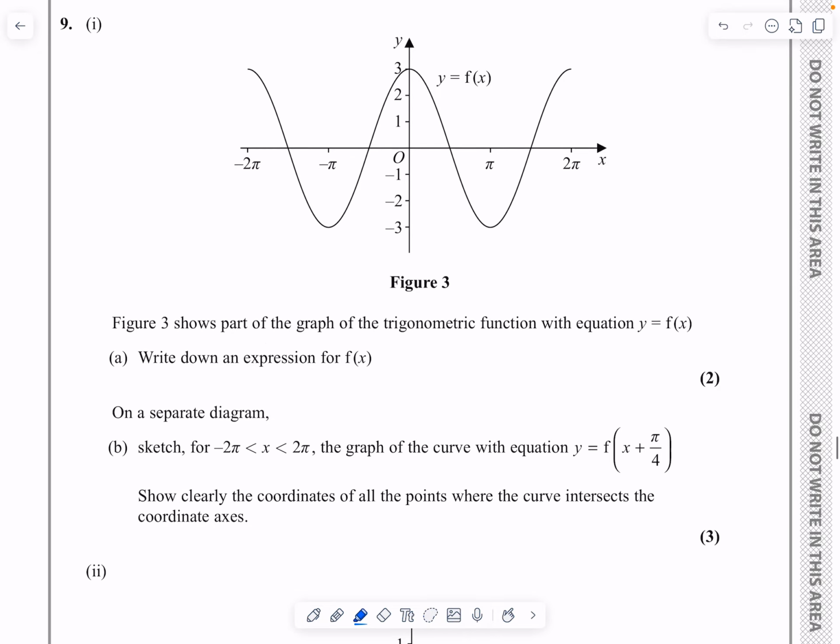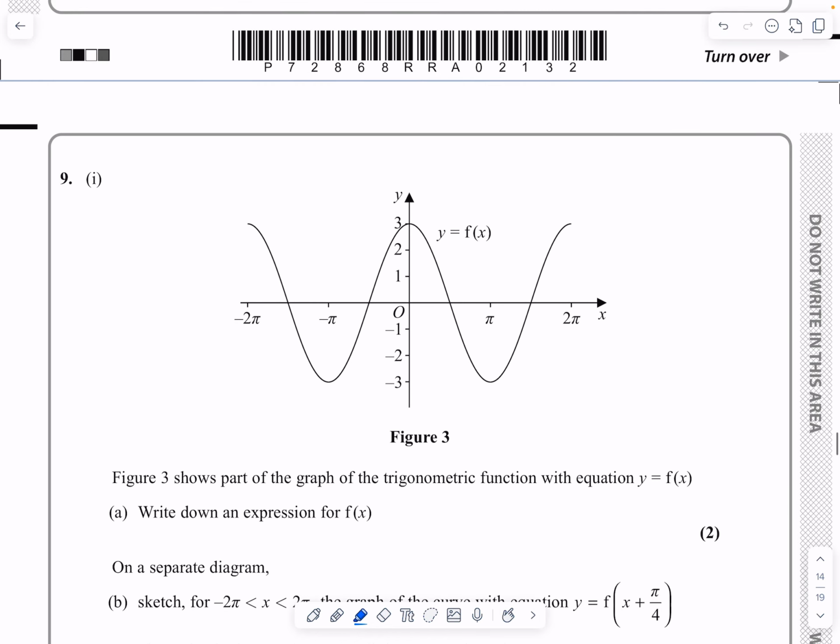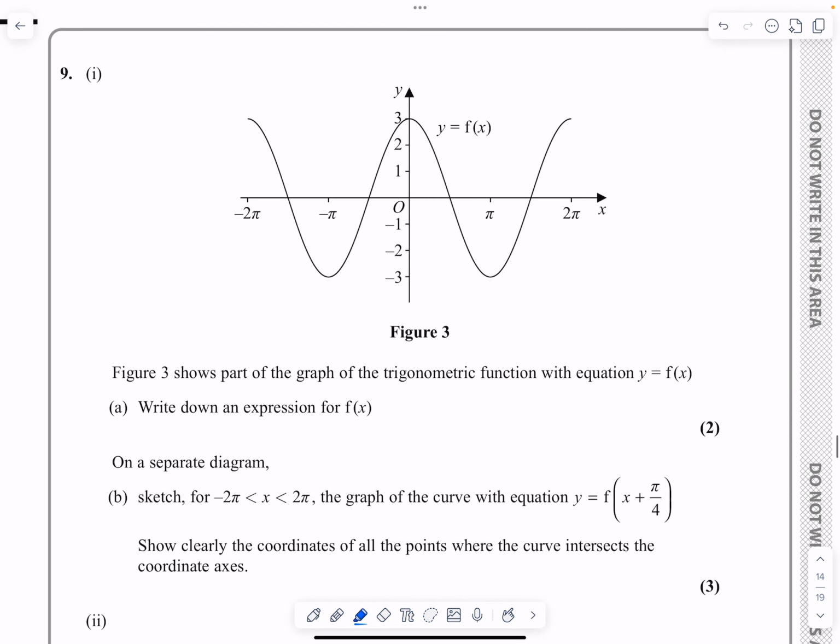Okay, this is the P1 paper from June 2023. It's question number 9, and as we can see by looking at it, this is trig functions, graphs of sine and cos, and then in a minute we're going to be doing some work on transforming trig functions. So if we look at part A, it says write down an expression for f(x) if f(x) is given by this graph here.